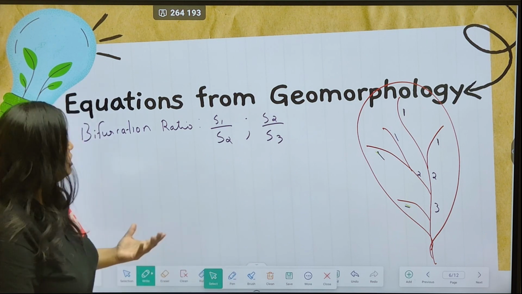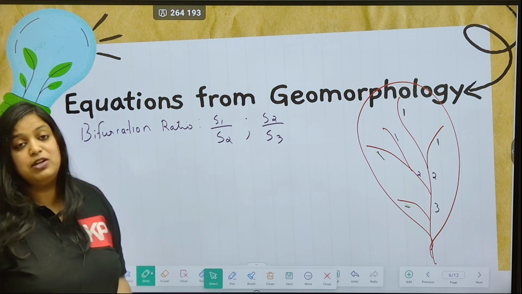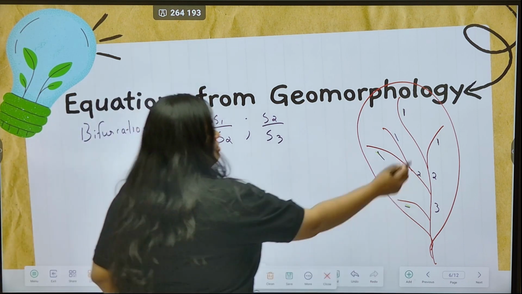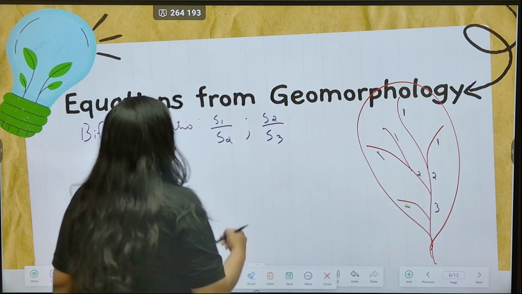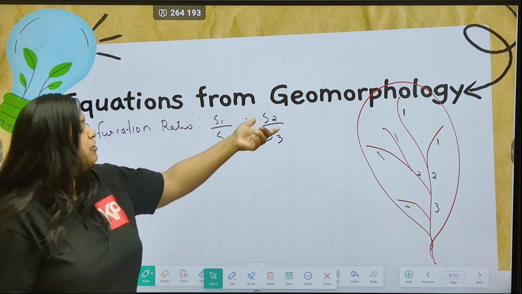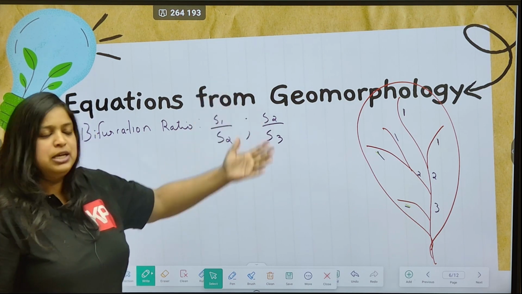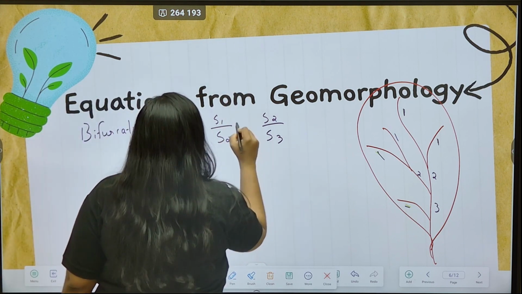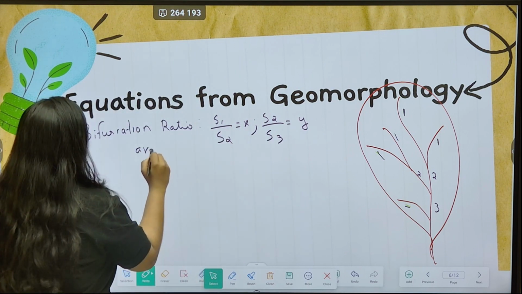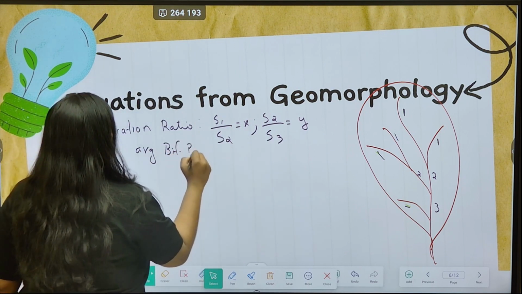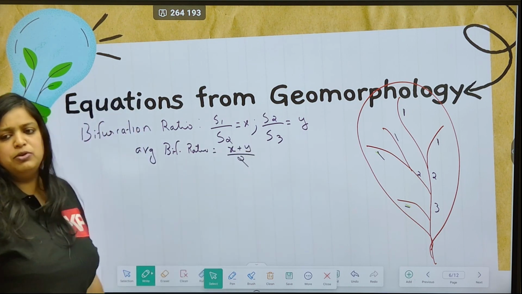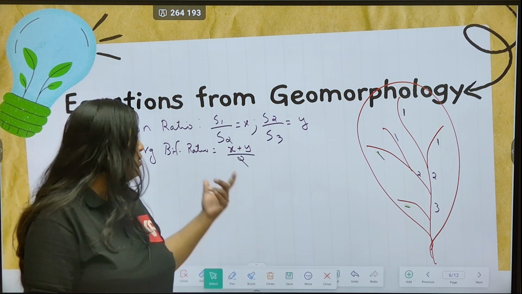Now, in a few years they will ask you to calculate the average bifurcation ratio. For example, in this system there are first, second and third order streams. The bifurcation ratio between first order and second order will be calculated, and between second order and third order will be calculated. If the first value comes as x and the second one as y, the average bifurcation ratio will be equal to (x plus y) divided by 2. Simple way of calculating the average. Okay, so this is a very common question.